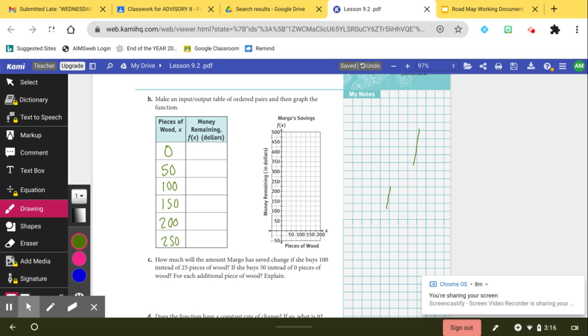So if she buys 0 pieces of wood, she still has her $375 left. If she buys 50 pieces of wood, that's going to be $150. So 375 minus 150 would be 225. And then it's actually going to go down by $150 each time. So then that would be $75. And then she has no more money.